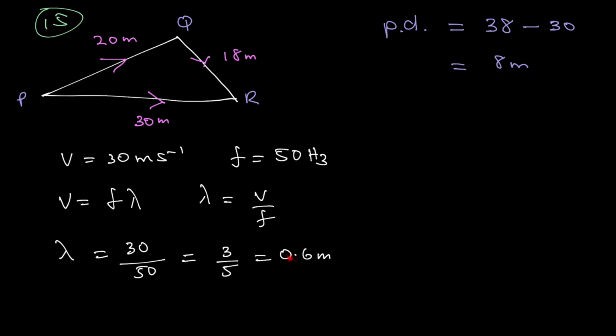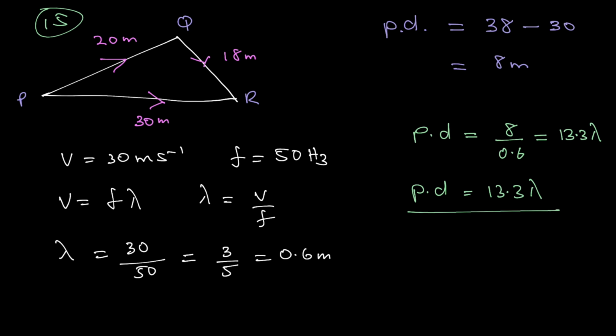So how many 0.6 meters can we find in 8 meters? The path difference will be 8 divided by 0.6, and that gives us 13.3 lambda. So the path difference will be 13.3 lambda, and the answer to that is C.